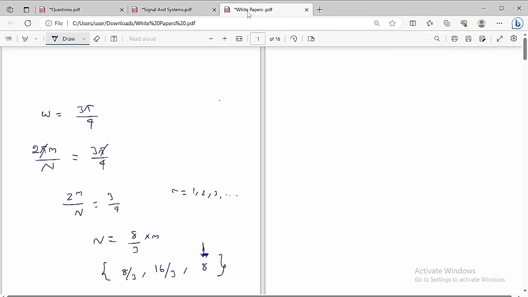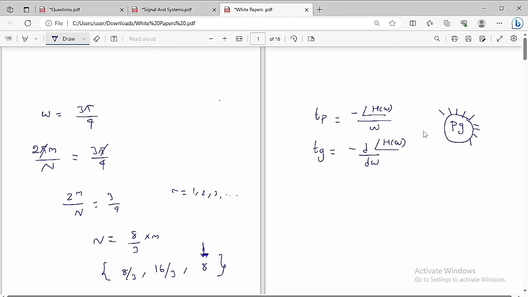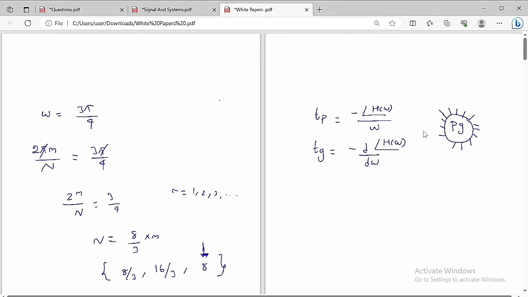So I want you to remember these two formulas, which are the phase delay and then comes the group delay. Phase delay is nothing but minus of phase angle of H of omega by omega, whereas TG is the minus of d by d omega of phase angle of H of omega. These two formulas always you have to keep in mind, and the shortcut to remember is TpTg. First comes the Tp, then comes the Tg, which is post graduation. So Tp and then comes the Tg.